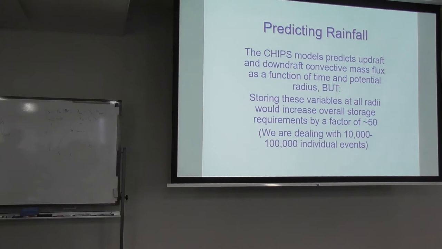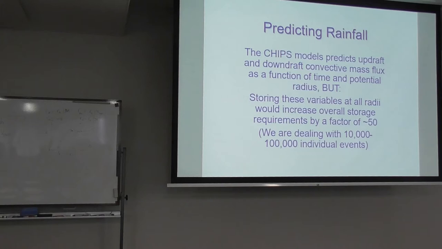Now, the rainfall is a recent thing that we've done, and we have a very interesting challenge here. The TIPS model does predict updraft and downdraft mass fluxes as a function of time and potential radius, but if you were to store all those variables at each potential radius, you would increase the storage requirements by a factor of 50. And that's a consideration when you're generating 100,000 tracks. Okay? It's not a consideration if you were generating 20 tracks, but for 100,000, it's a big deal.